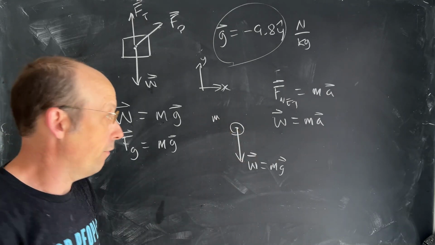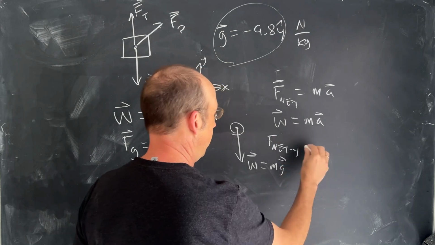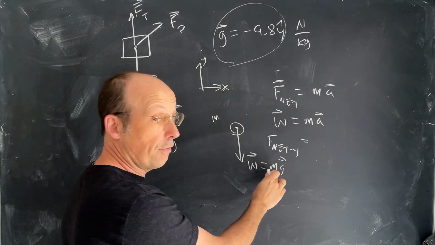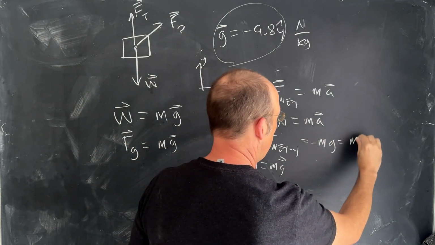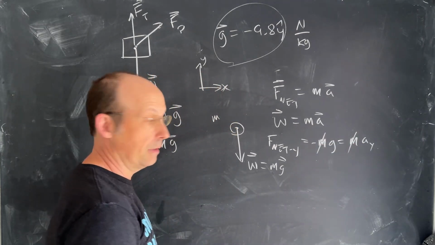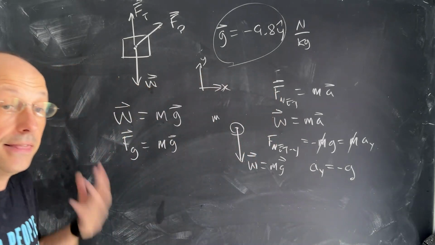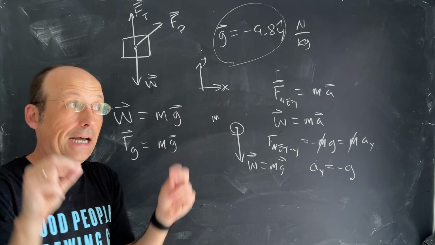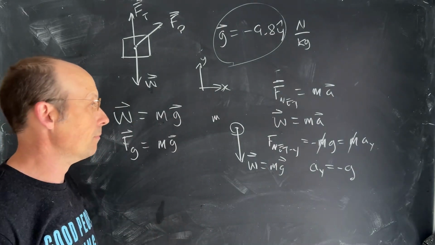If I write this in the y direction, I can say F net y. Now it's a scalar value, and I do have a negative mg is the value of the y component of that. Negative mg equals ma_y, and you'll notice here the mass cancels. So the acceleration of a free-falling object is negative g. That's what we had before. It doesn't matter what the mass is. I can take two objects of the same mass. If there's no other forces acting on them, they will have the same acceleration.